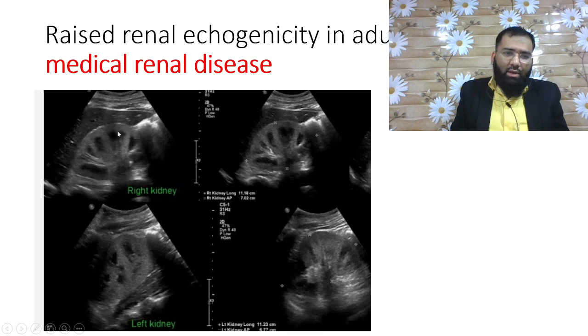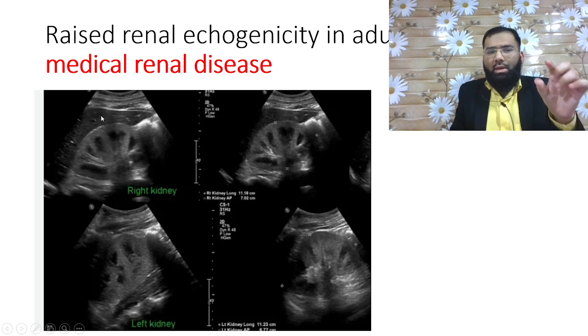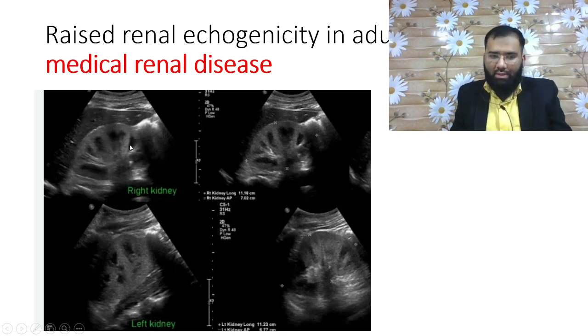And look at this carefully, the echogenicity of the cortex. It is more echoic as compared to that of liver. So when the echogenicity of the cortex is more as compared to that of liver, in other words, I say the cortex is hyperechoic as compared to liver. So this is a case of medical renal disease. Same in this, I've tried to show the hyperechoic cortex in the same case.